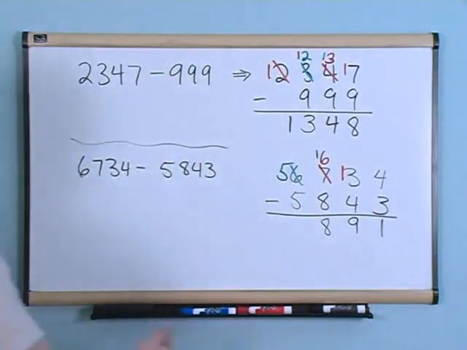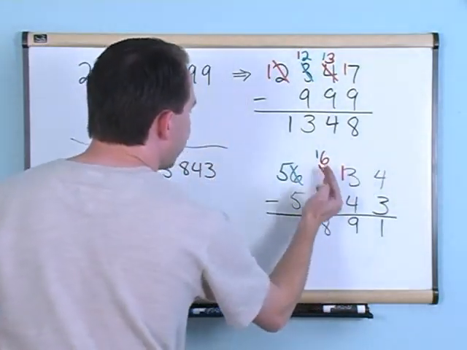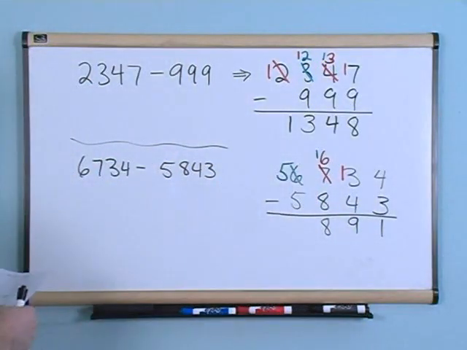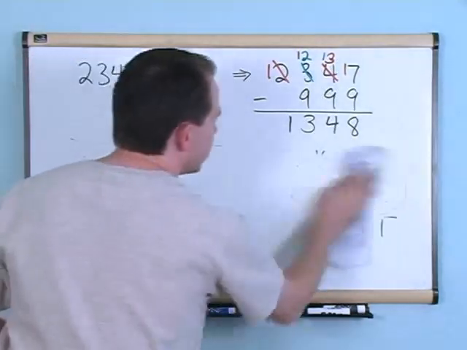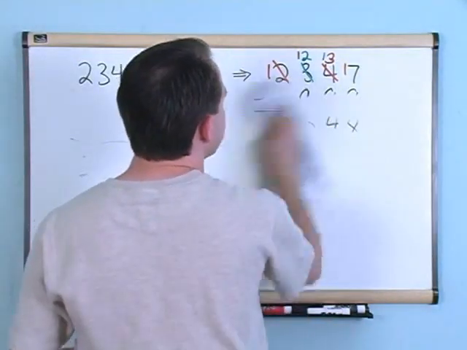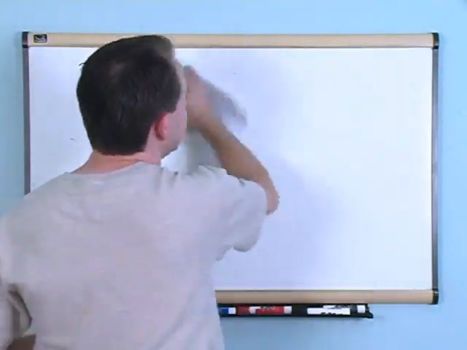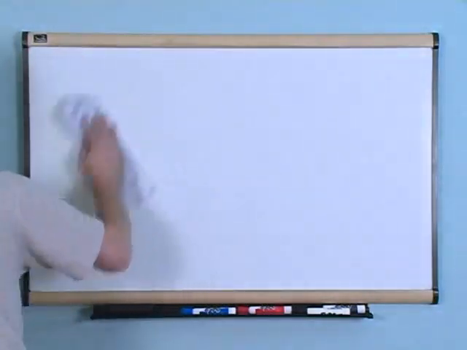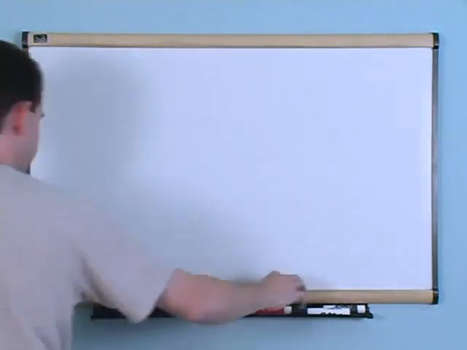Okay? Same thing as before. Start at the right, work your way, and borrow when you need to. And just make sure you do it slowly so you don't make a mistake. Okay? I'm going to do one more problem showing you how to subtract these 4-digit numbers, and we'll wrap it up.